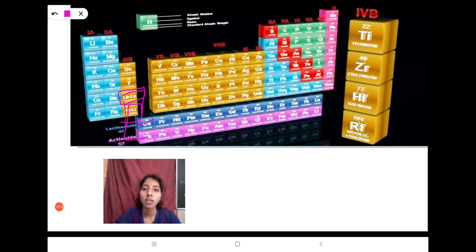But when we are writing on the paper or when we want to show on the board, that is not possible to show. So that's why we take the 2D structure. That's why these elements are taken at the bottom of the periodic table. Actually, these elements are also included in this periodic table only.